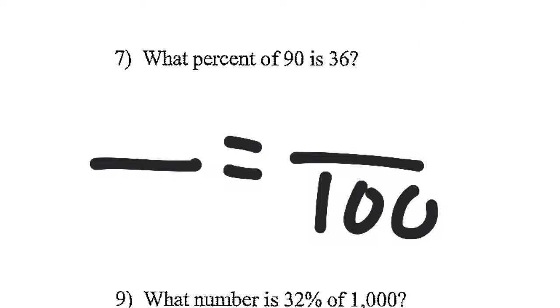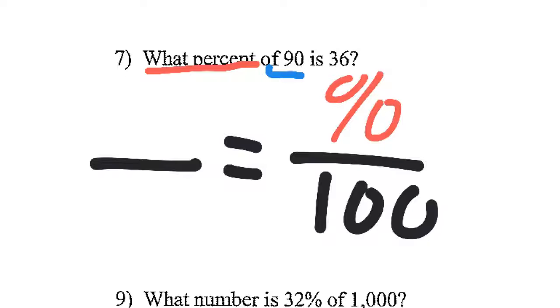Number 7, what percent of 90 is 36? So what percent, meaning this is what we are looking for. So my percent will go up here. Of 90, that is the whole. So 90 goes down here. It says is 36. We are looking for this. This is what we want to know.